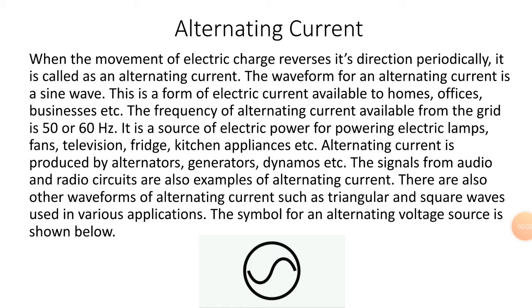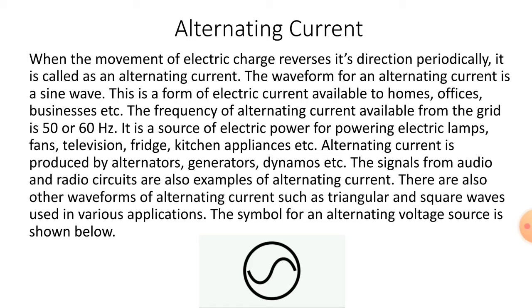Alternating current. When the movement of electric charge reverses its direction periodically, it is called alternating current. The waveform for an alternating current is a sine wave. This is the form of electric current available to homes, offices, businesses, etc. The frequency of alternating current available from the grid is 50 or 60 Hz. It is a source of electric power for powering electric lamps, fans, television, fridge, kitchen appliances, etc.